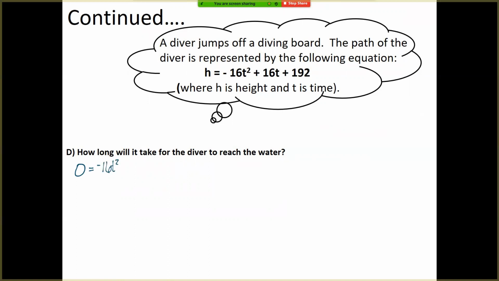Negative 16t squared plus 16t plus 192. For this scenario, you don't have to move anything. It's already in standard form. But again, I want to factor out the greatest common factor. In this case, I just want to divide by negative 16. Again, I want to divide all the terms by negative 16, including the left side, which is 0. That makes your life easier, gives you smaller numbers to deal with. So 0 equals t squared minus t minus 12, which is much easier to factor.